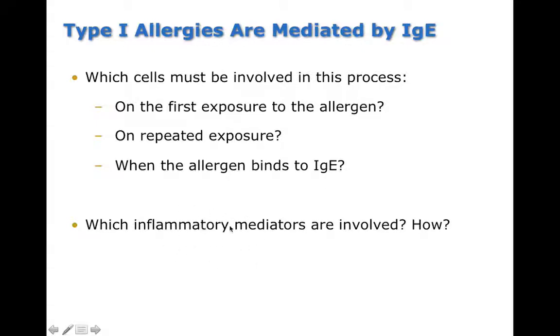So early on, the inflammatory mediators that are involved would include things like histamine. We get other cytokines that are released, as well as prostaglandins and leukotrienes that can lead to the secondary responses, like the mucosal edema, mucus production, that kind of stuff.